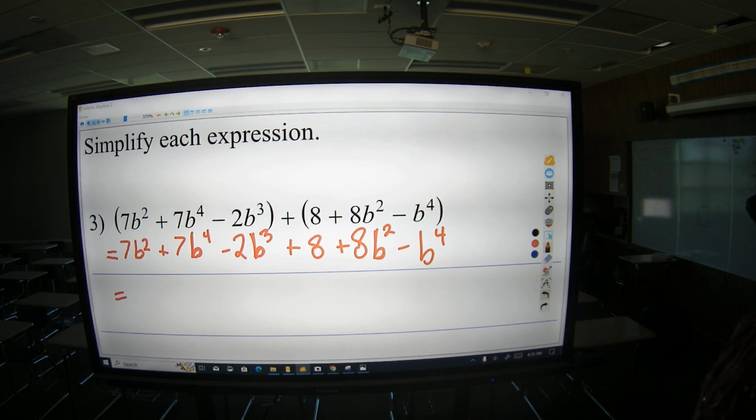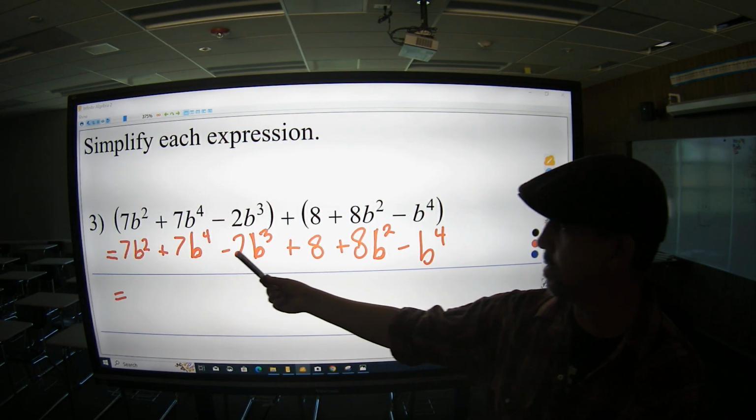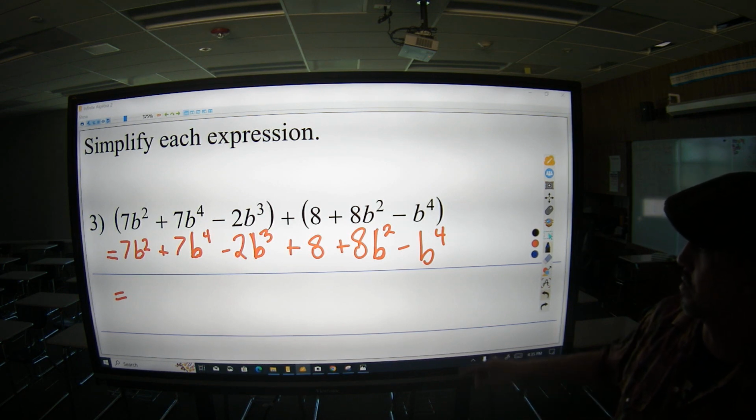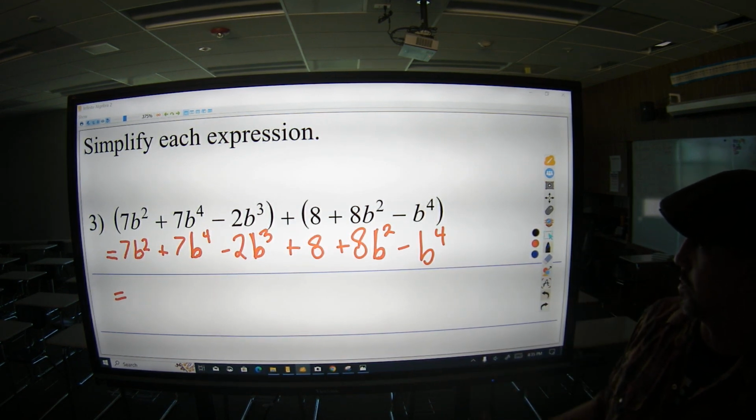So I'm gonna look for the biggest exponent. In this case, the biggest exponent that I can see is 4. So I'm gonna look for the other expressions in here that have also an exponent of b to the 4. In this case, I have negative b to the 4. And so I'm going to combine those two.